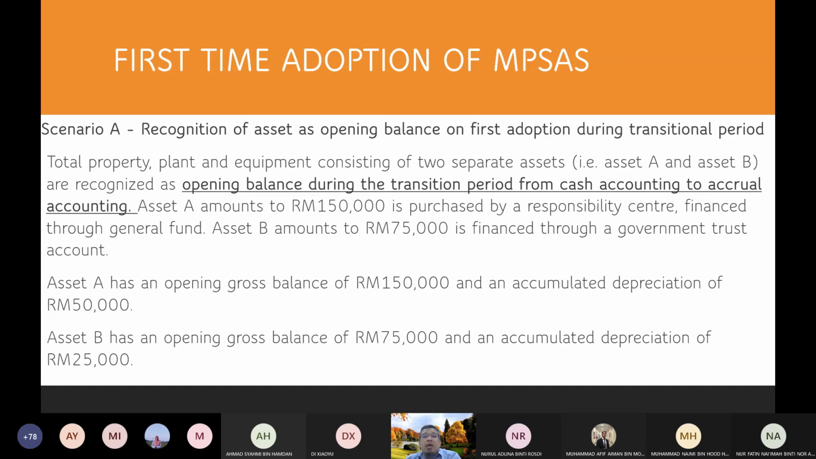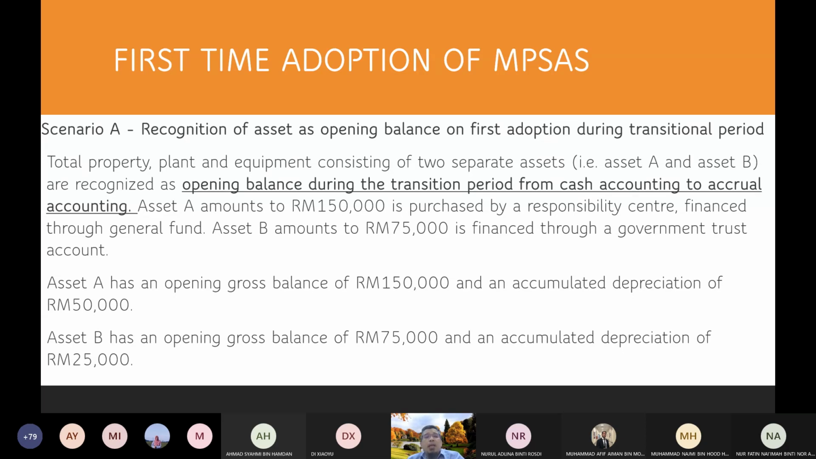Asset A amounts to 150,000 is purchased by a responsibility center financed through general fund. Okay, so you can see this, the use of fund accounting. Asset B amounts to 75,000 is financed through a government trust account. Okay, so from that point, you can expect, okay, fund will be the reporting entity. So there will be general fund and trust fund. So which asset should be reported under which fund? Okay, so from here, definitely asset A will be reported under general fund. Asset B will be reported under a government trust account.